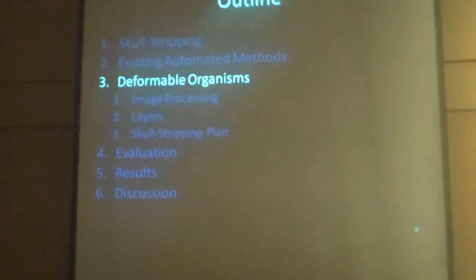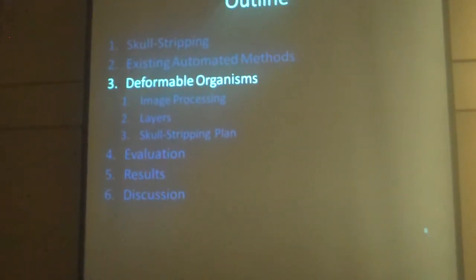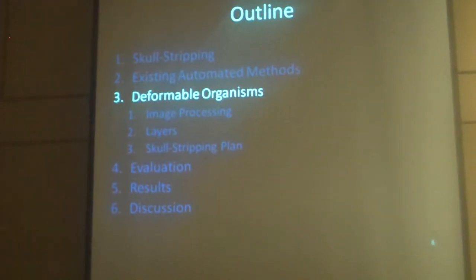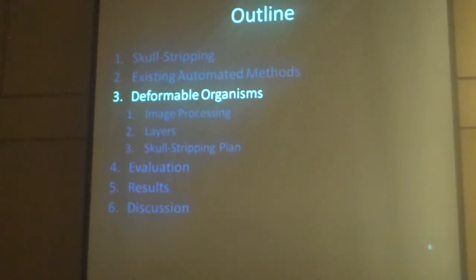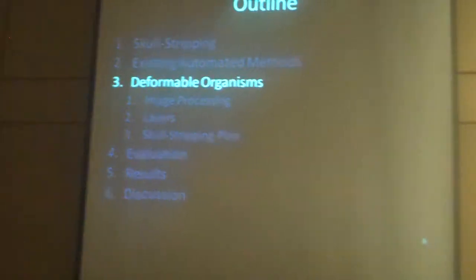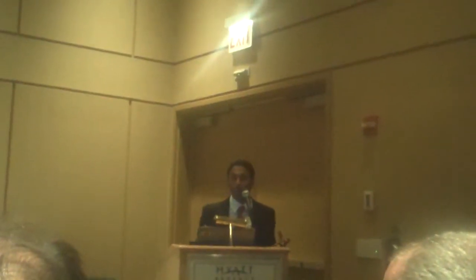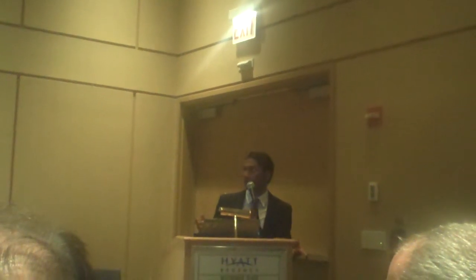Deformable organisms provide high-level control mechanisms by borrowing ideas from the field of artificial life. They combine sensing, reactive behavior, proactive planning, and knowledge representation to create a high-level plan so that the organisms can cooperatively segment an image.